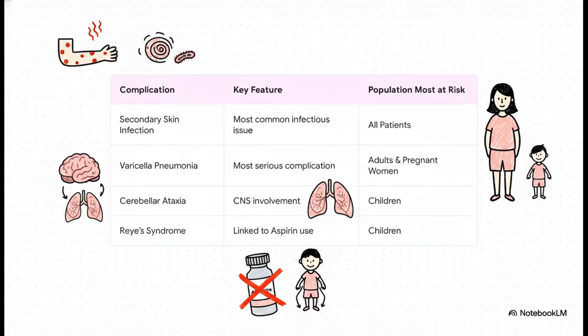Now, even though we think of chickenpox as a pretty mild childhood illness, you have to be aware of the complications, because they can be serious. The most common one is a secondary bacterial skin infection, usually just from scratching all those itchy spots. But the most serious complication is varicella pneumonia, which is a much bigger risk for adults. And here's a critical point for exams and for practice. Never, ever give aspirin to a child with chickenpox. It's linked to a really dangerous condition called Reye's syndrome.